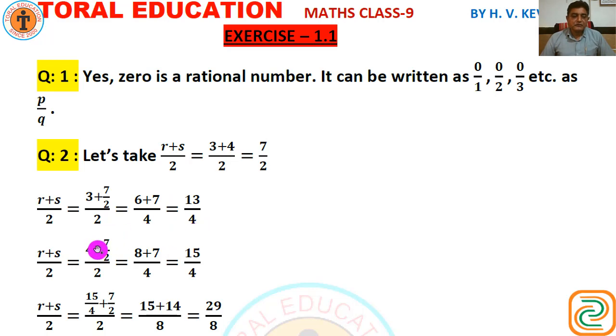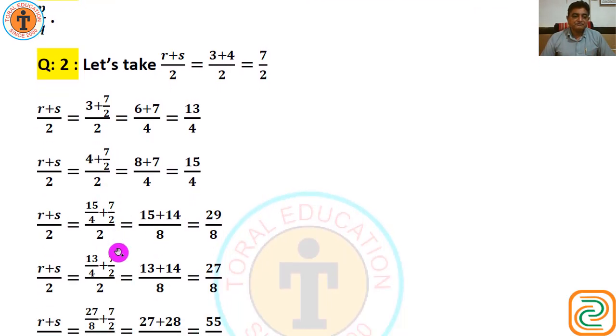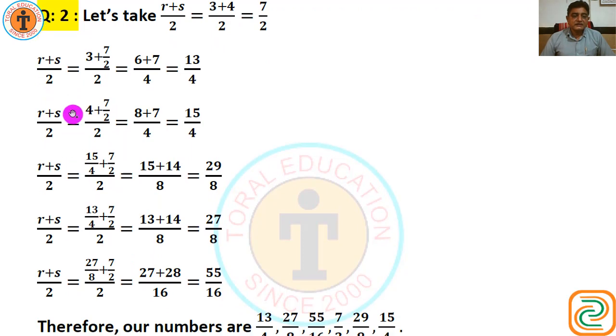Then I have taken 4 plus 7 upon 2. We want to find 6 rational numbers. This is a long process. I will show you the short method also. In this way, 4 plus 7 upon 2, 2 4s are 8, 8 plus 7 upon 4 is equal to 15 upon 4. Here 15 upon 4 and 7 upon 2.